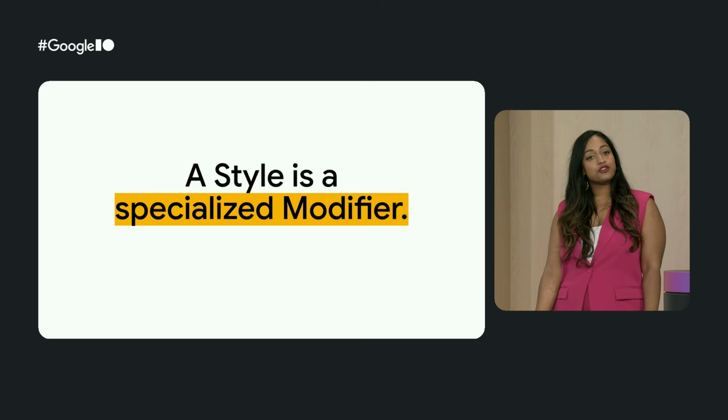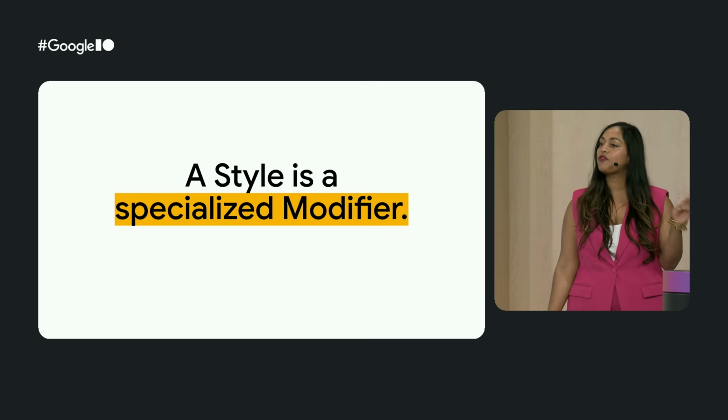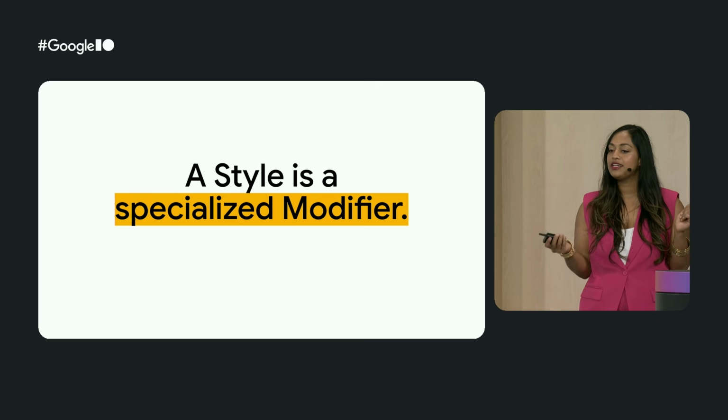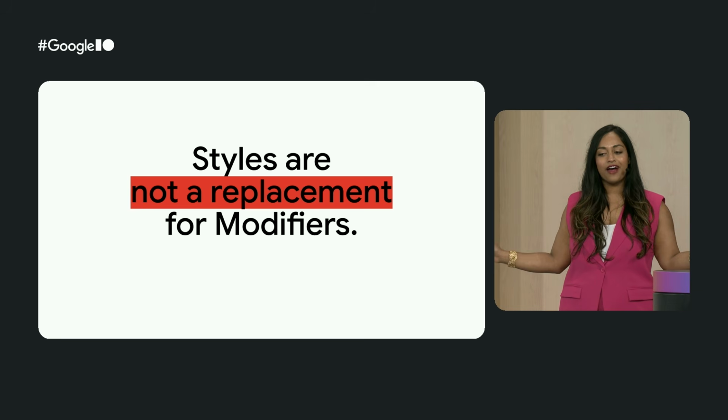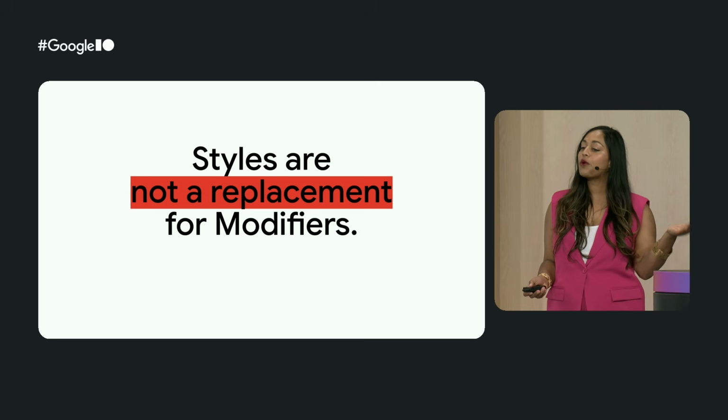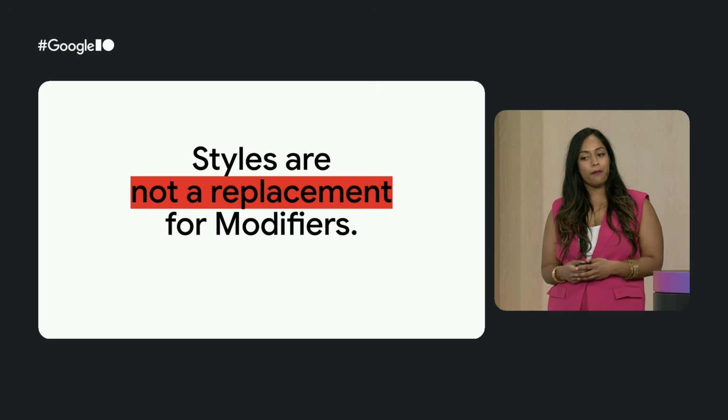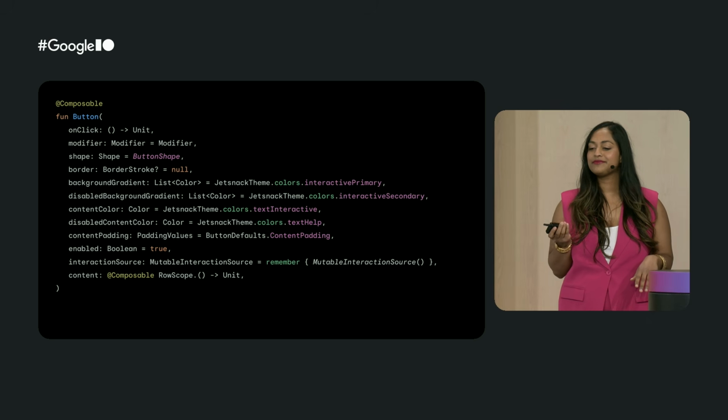Thank you, Rebecca. So let's hop into it. Like we said, we're giving Jetsnack a makeover using the Style API. But you might all be asking, what's a style? A style is an interface that defines the appearance of a component. A style is a specialized modifier that automatically gives performance and reusability benefits. And I really want to stress that styles are not here to replace modifiers, but instead here to replace parameters that are related to visual properties. Let me show you what I mean.